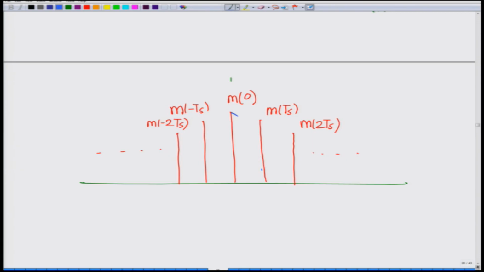So, you are scaling it by m of 0. Now, remember that this is one sinc whose zeros are at 0, Ts, 2 Ts, minus Ts, minus 2 Ts. When you scale it by m of 0, the zeros are still at Ts, 2 Ts and so on.